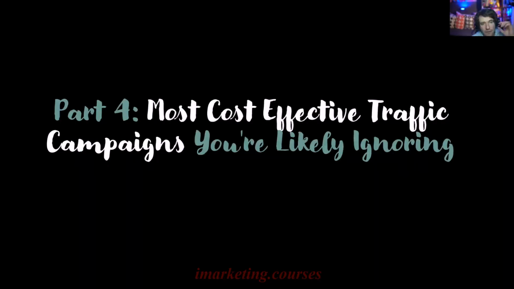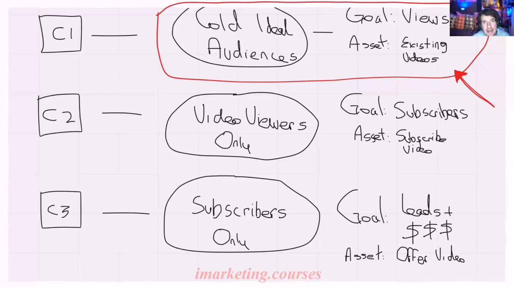So once we have our audiences, then we can start to put together the most cost-effective traffic campaigns you're likely ignoring. And that campaign is essentially 3 campaigns. I'll describe it here. It looks like a big mess here, but it's one of the coolest and most cost-effective YouTube campaigns you can run. So the first campaign is a cold ideal audiences campaign.